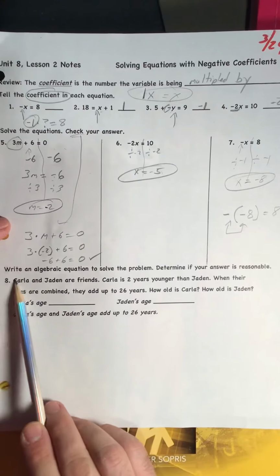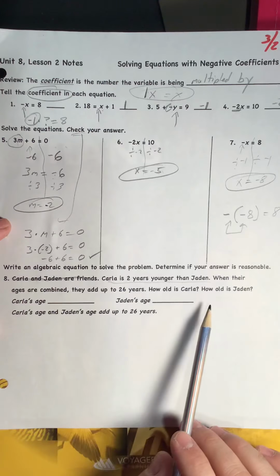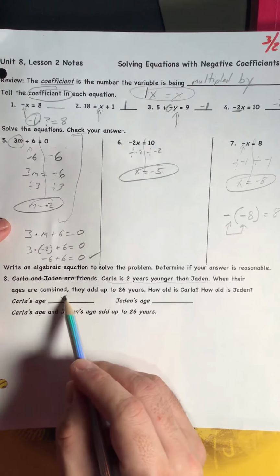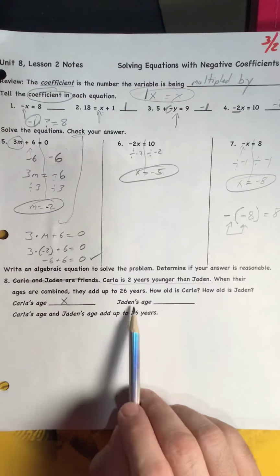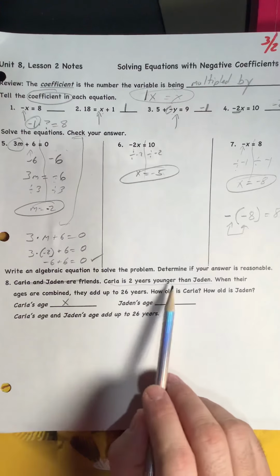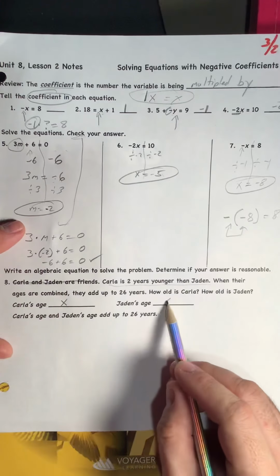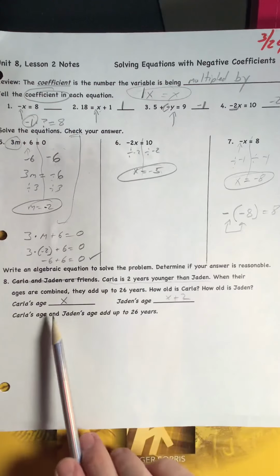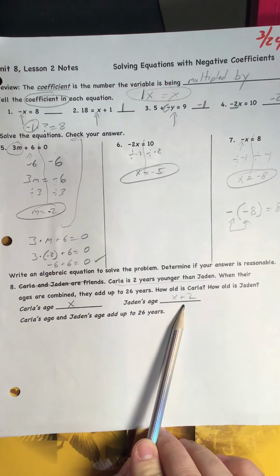Carla's 2 years younger than Jaden. I have no idea how old Jaden is. So I'm going to put X for Carla. And if Carla is X and Jaden is older than Carla, Jaden must be 2 years older. So I'm going to use X and X plus 2. Again, Carla is 2 years younger. So if Carla is X, Jaden is 2 years older. So that's what I'm going to use for my variable.